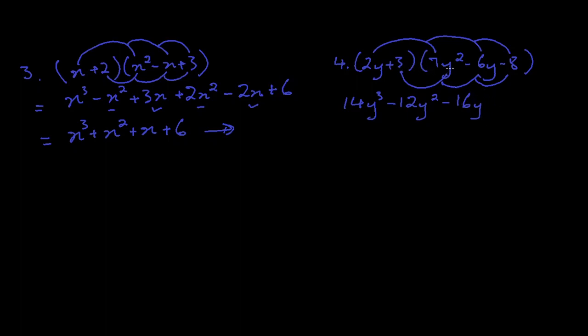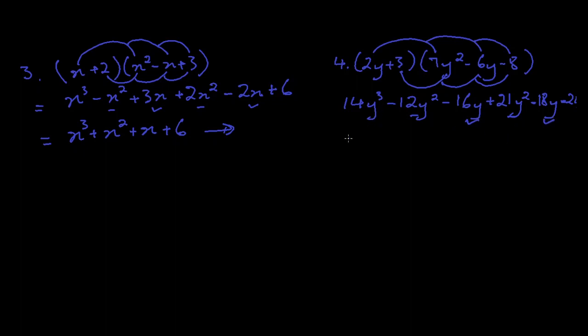We're doing the same thing here. The 3y multiplied by the 7y squared, it's going to be plus 21y squared. Then the 3 multiplied by this, it's going to be minus 18y. Then this 3 multiplied by the 8 there is going to be minus 24. Because remember guys, negative multiplied by a positive is negative. Then you're going to collect your like terms, your like terms being this one, this one, this one, and also this one.